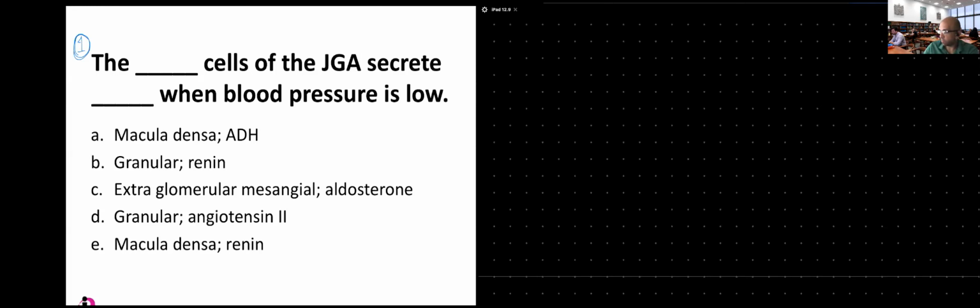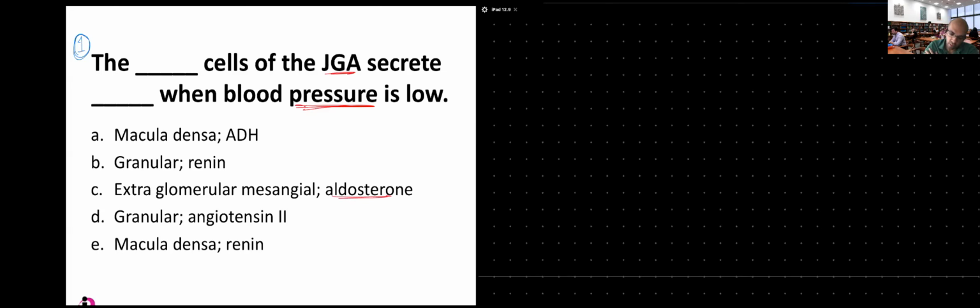So blood pressure is low. What do you release from the juxtaglomerular apparatus? Do you release angiotensin 1, angiotensin 2, or angiotensin converting enzyme? Which one of the three? Or aldosterone? Which one do you release?